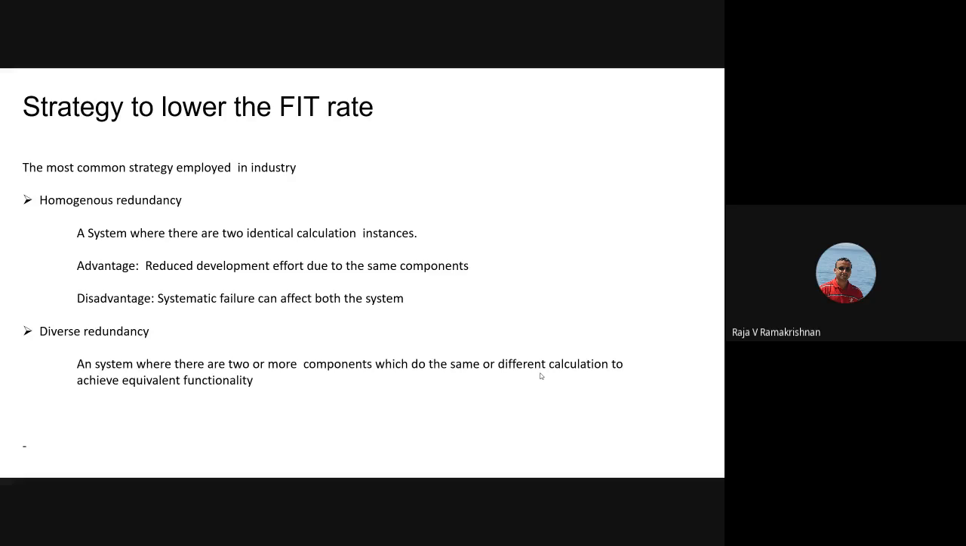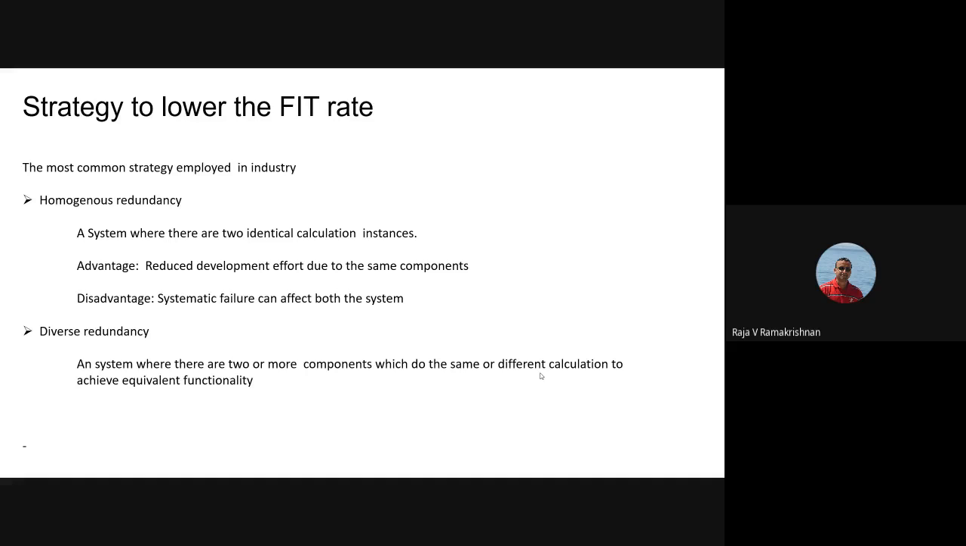Now, the advantage of homogeneous redundancy is that you have reduced development effort, because you're exactly copying the same thing. You don't have to worry about a separate design problem. You just have to duplicate the system. The disadvantage of such a system is that there can be a systematic failure. That means the same failure which happened here can happen in here, thereby taking both systems down. So a systematic failure is more prone to happen in a homogeneous redundancy system.